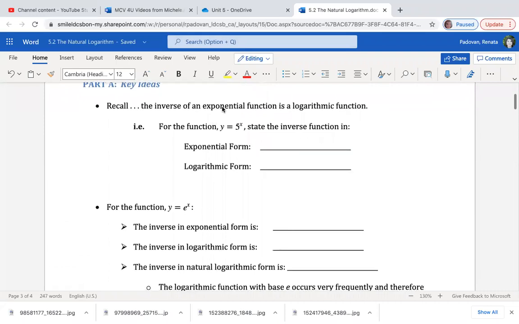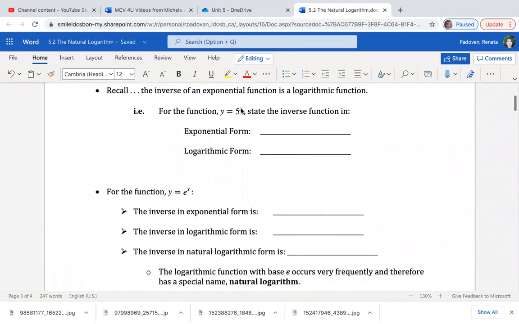The inverse of an exponential function is a logarithmic function. For example, here's an exponential function, exponential growth, y equals 5 to the exponent of x. State the inverse function in exponential form. Back in grade 11, I'm just switching my x and y around. So instead of y, I have x equaling 5 to the exponent of y. That would be the inverse in exponential form.